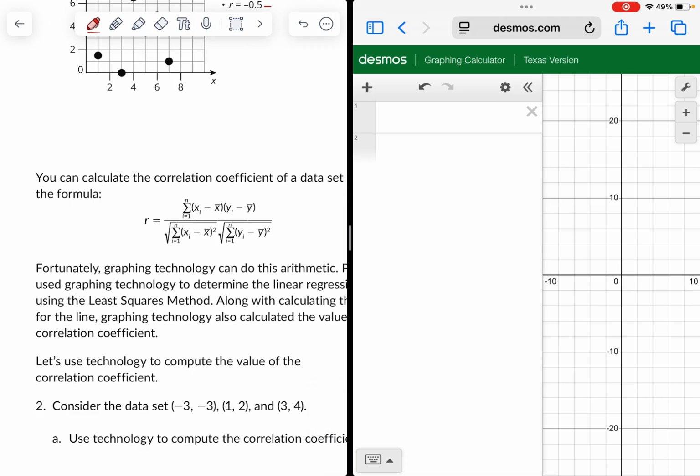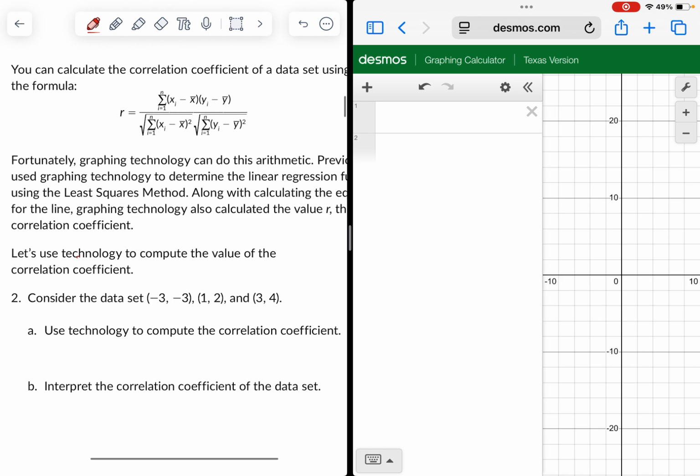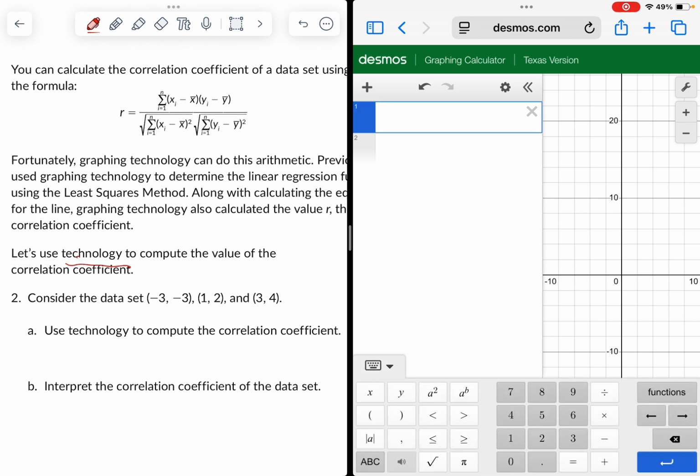Now, there is a crazy formula that one day, if you ever take a statistics class, you'll probably have to do. But we don't have to do this. We're going to use technology. So on my next step, I'm going to go over to Desmos. This is why I have Desmos open.